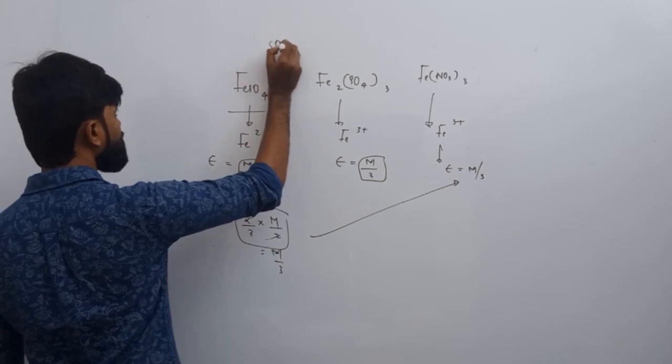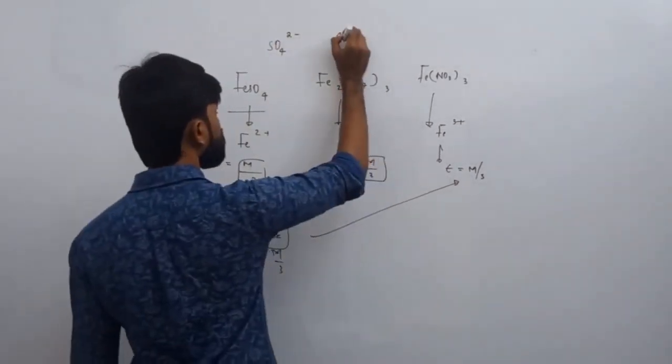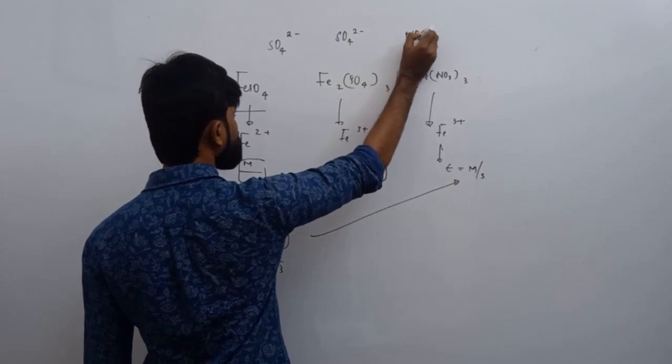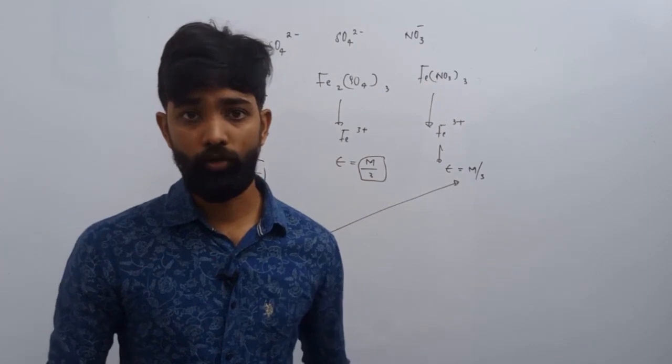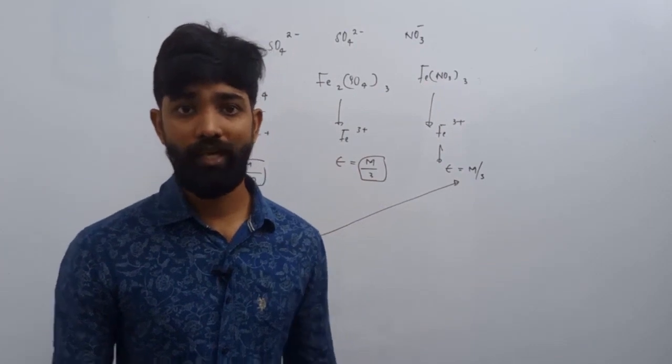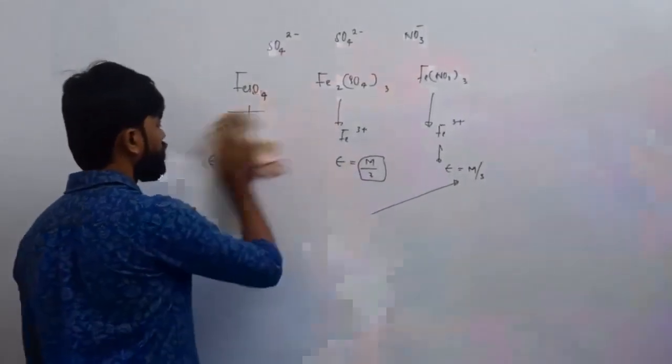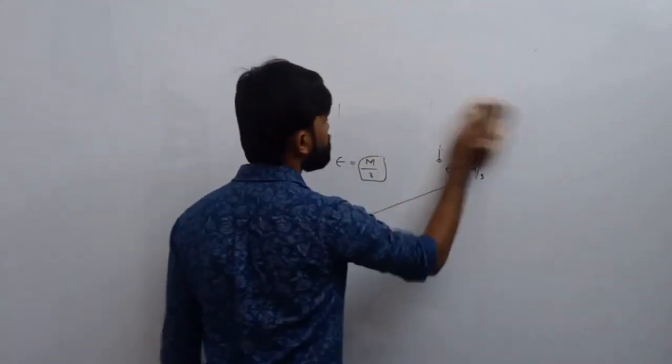Because if you electrolyze SO4 2-, here also SO4 2-, and here NO3-. We know the product of electrolysis: polyatomic ions are not discharged, and at the cathode the deposition will be iron. So that's also correct. Fine. So what about the next question? The wrong choice is 1, okay?